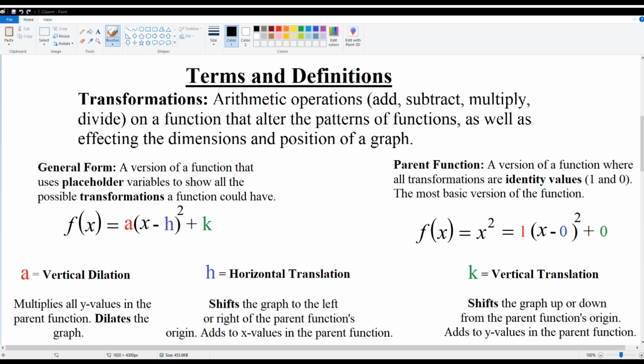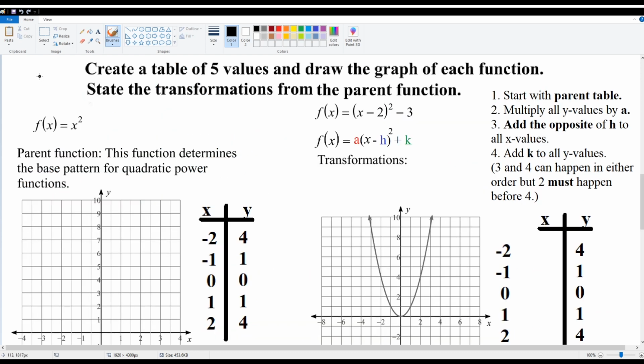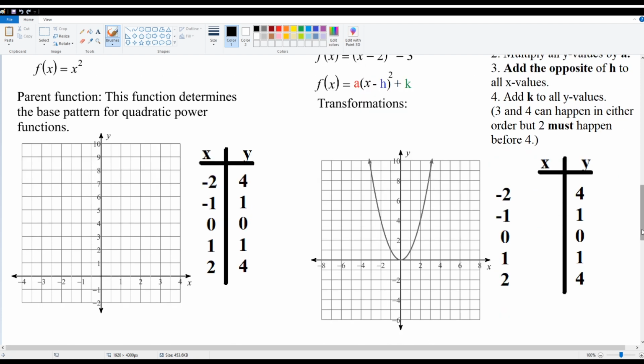This is what we call the parent version of the function, where all the transformations are either 1 or 0, and this is what you generally think of as the most basic version of the function, where the only thing you get is the shape that's determined by the algebraic operator. For this assignment, our goal will be to create a table of 5 values and draw the graph of each function that we're given, as well as state the transformations that this graph has that differentiates it from the parent function.